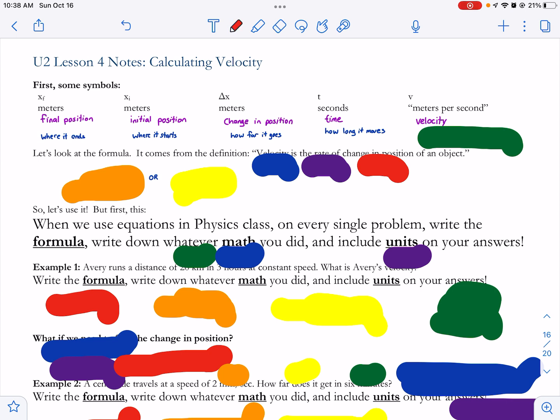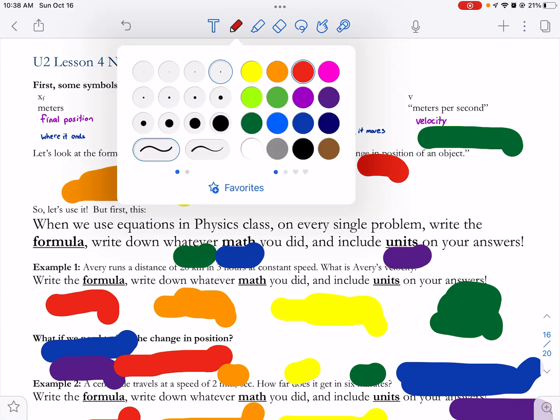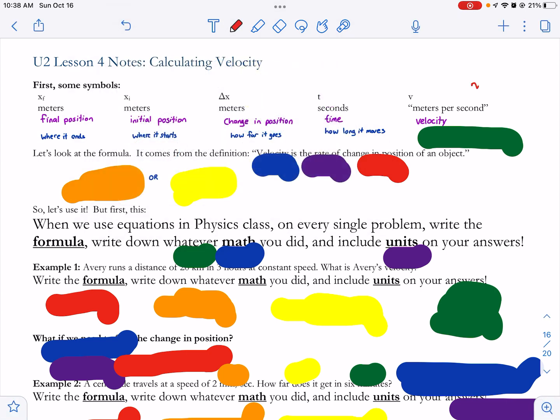When we write that out, what that's going to look like is, whoa, hello, that's really big. Let me make that a smaller writing utensil there. Meters per second is how we write that, m/s. And that's how fast it's going and which way. So it either has a positive or a negative on it to show which way it's going. Okay, so those are the symbols that we use.